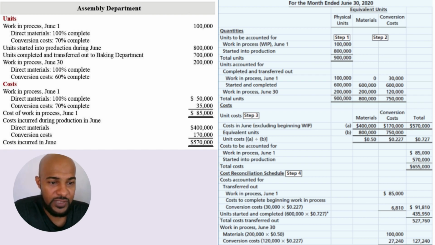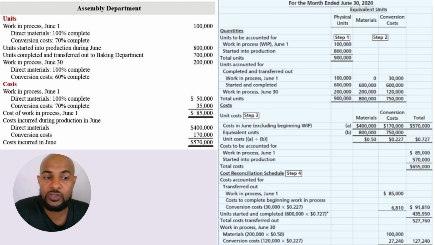Now, in the physical units for units accounted for, there was 100 units at the start. That's our opening work in process. Now, our closing work in process is 200,000 units. And according to our units information here, the units started into production during June is 800. So if we started into production 800 and we had a closing work in process of 200, that means that the units started and completed would be 600 units.